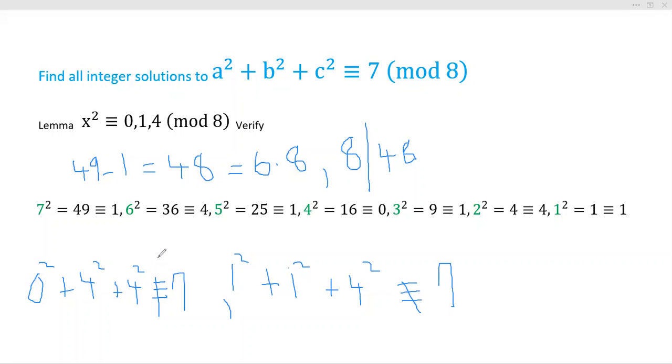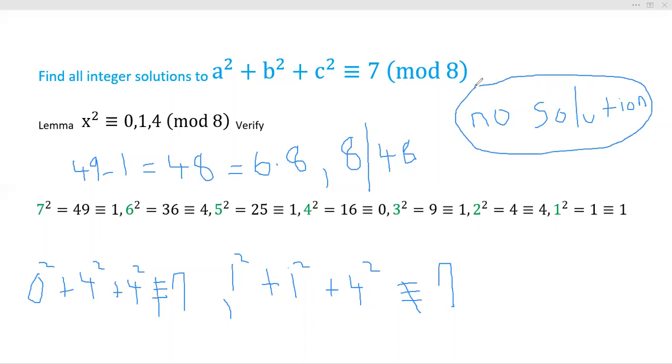So the answer is there are no solutions. There are no A, B, and C that satisfy the condition. So we can just say no solution. It's an impossible equation. No solution, based on this fortunate result that you only had 0, 1, and 4 as your possible remainders. Let's circle this.